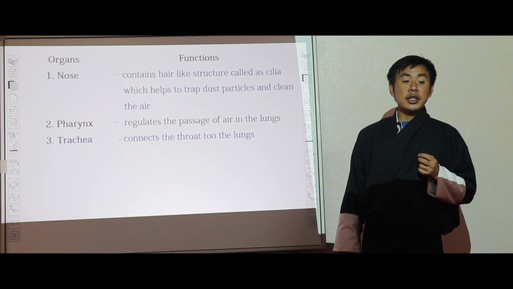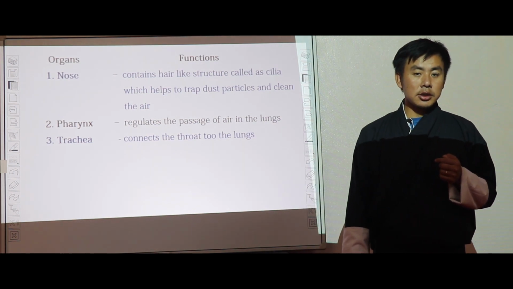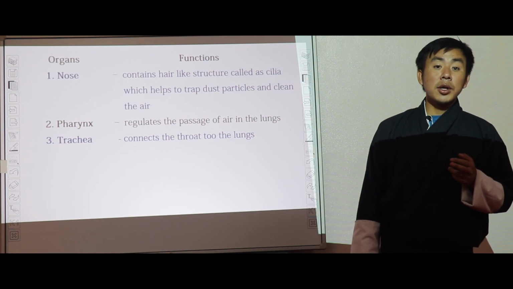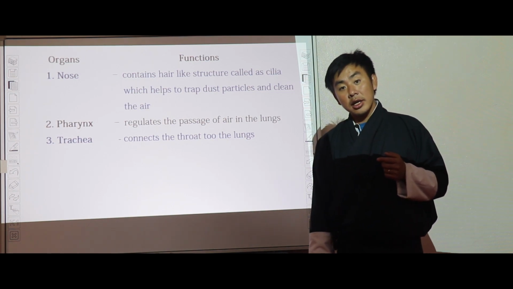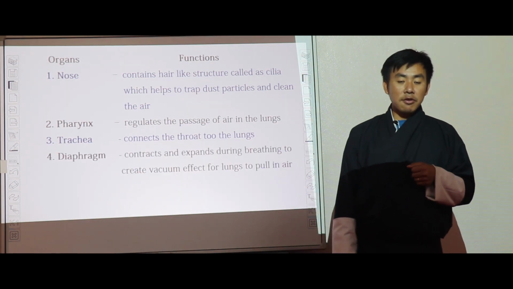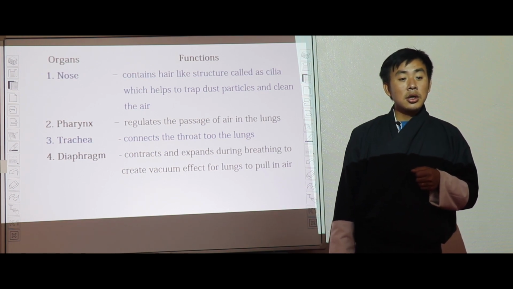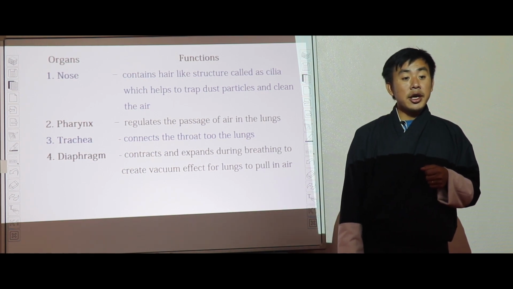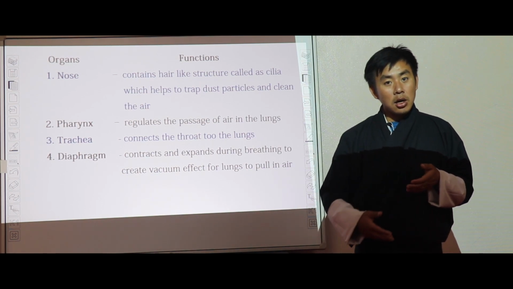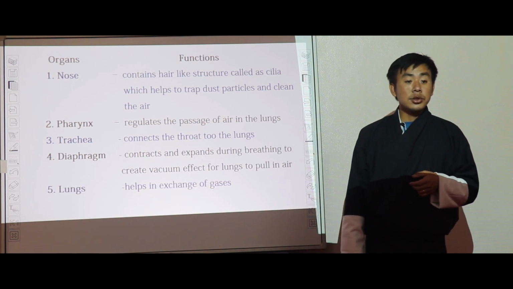Likewise, near the trachea and pharynx, there is another structure called the epiglottis, which controls the opening and closing of the trachea and esophagus. Now let's talk about the diaphragm. The diaphragm contracts and expands during breathing to create a vacuum effect for the lungs to pull in air or remove air.